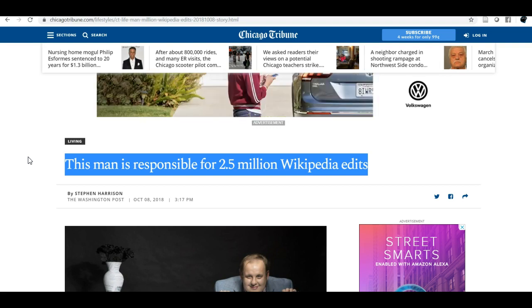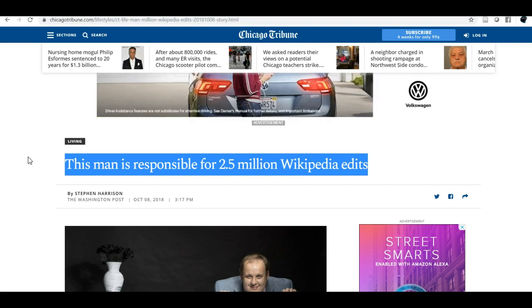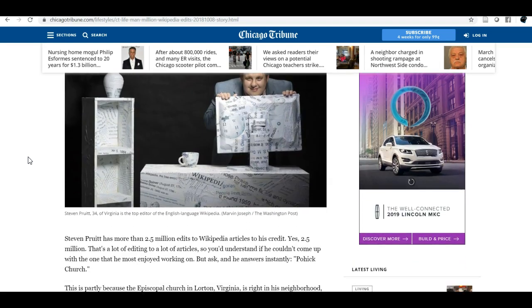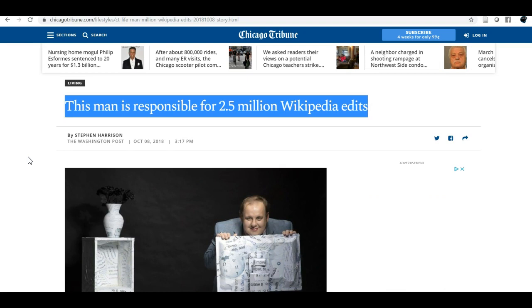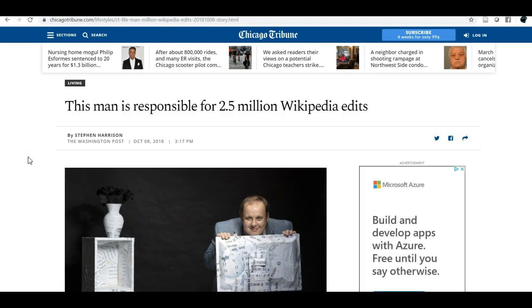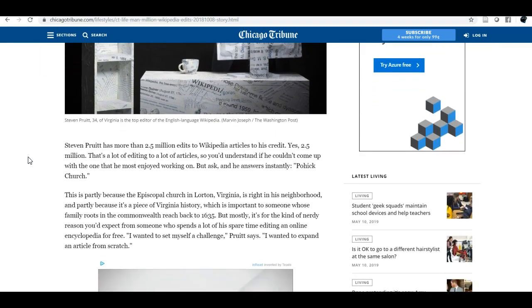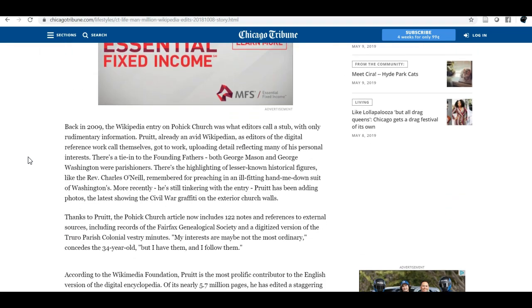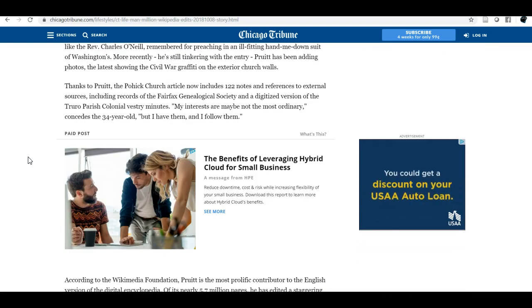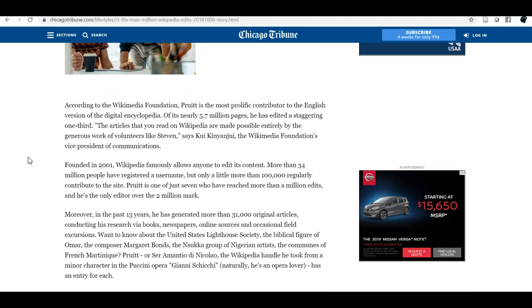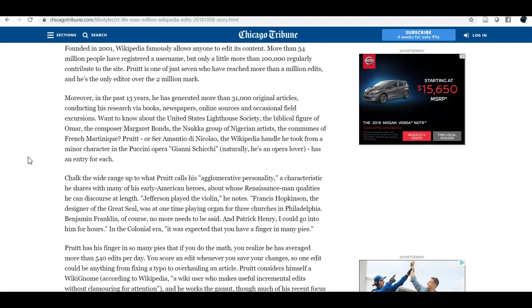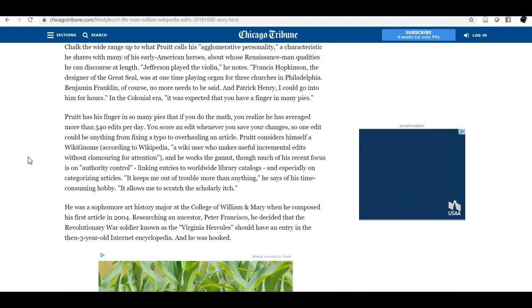There is one man, and I don't know his name. Do you all know his name? I will know his name once I scroll down, Stephen Pruitt, but I don't remember his name. I've spoken about him in past iterations of this course, but I never remember his name, and that's another thing. So, 2.5 million Wikipedia edits. This man is believed to be involved in possibly a third of the Wikipedia pages that exist.